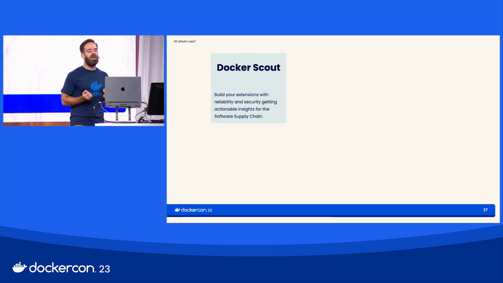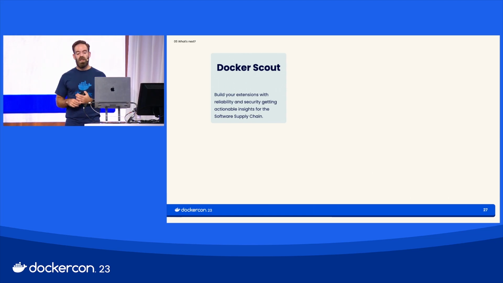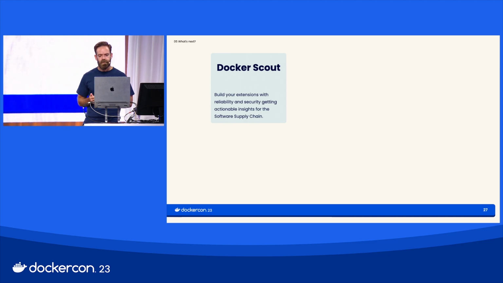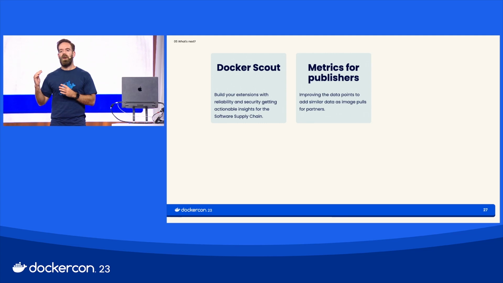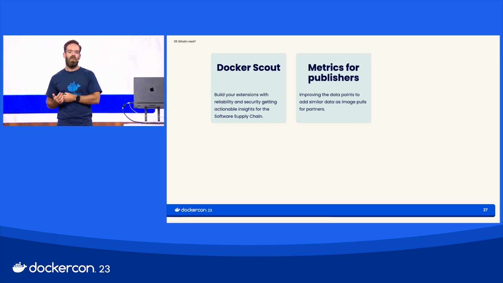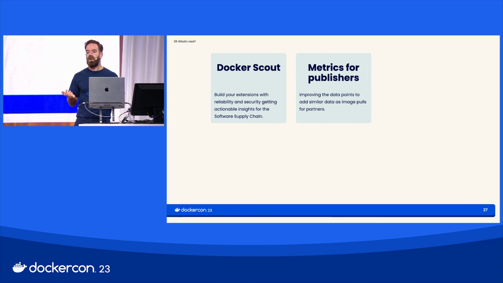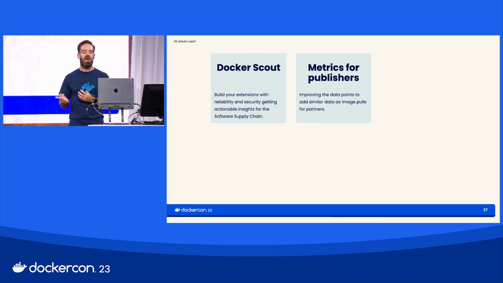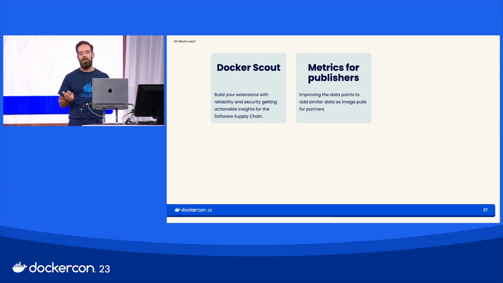We know that reliability and security are things that concern you as developers and publishers, and we want to integrate extensions with Docker Scout so you can focus on innovation and let us handle that part, providing you with actionable insights for your software supply chain. We're going to improve the metrics that we have for publishers. We saw earlier a slide with some data that we send to publishers, but it's not the same data that publishers get from the image pulls. So for the publishers that partner with us, we're going to improve these metrics so they can get the same data points and understand their users better.